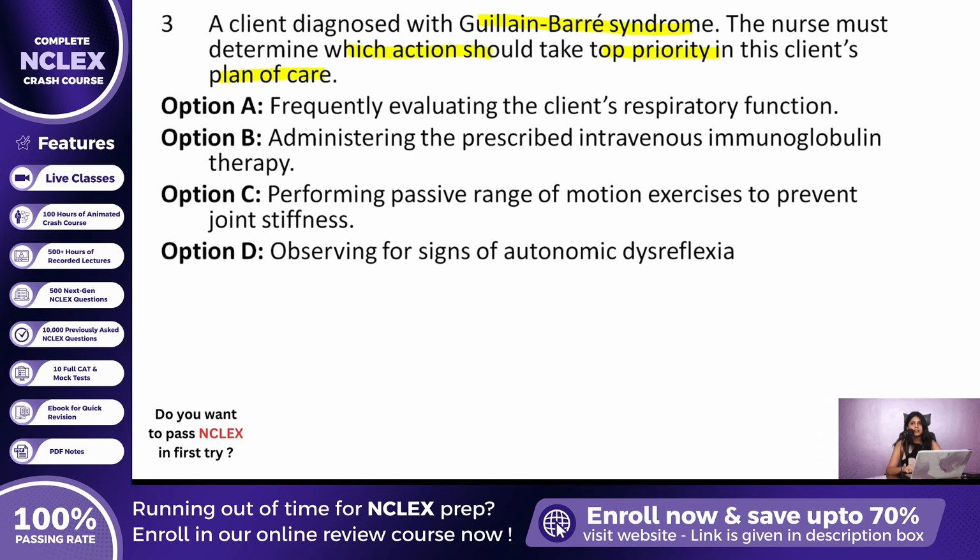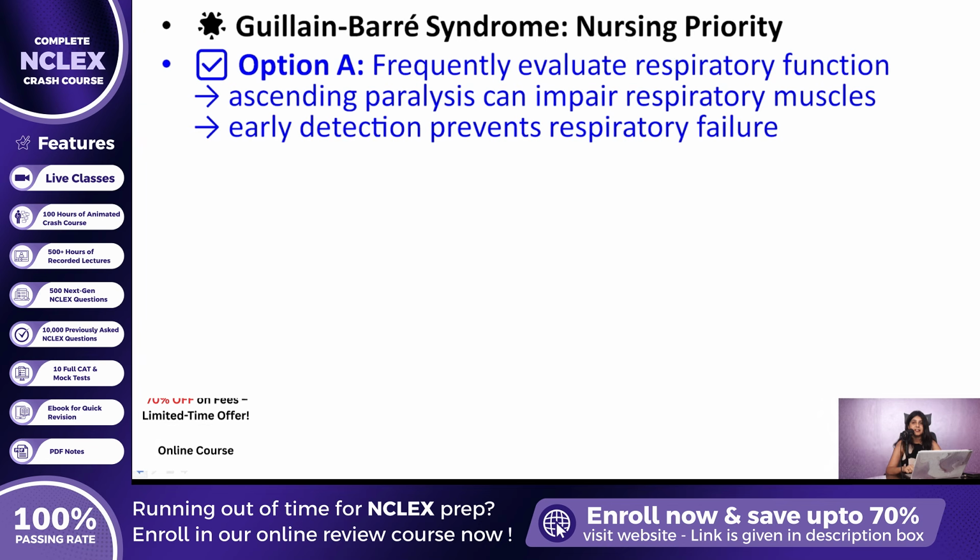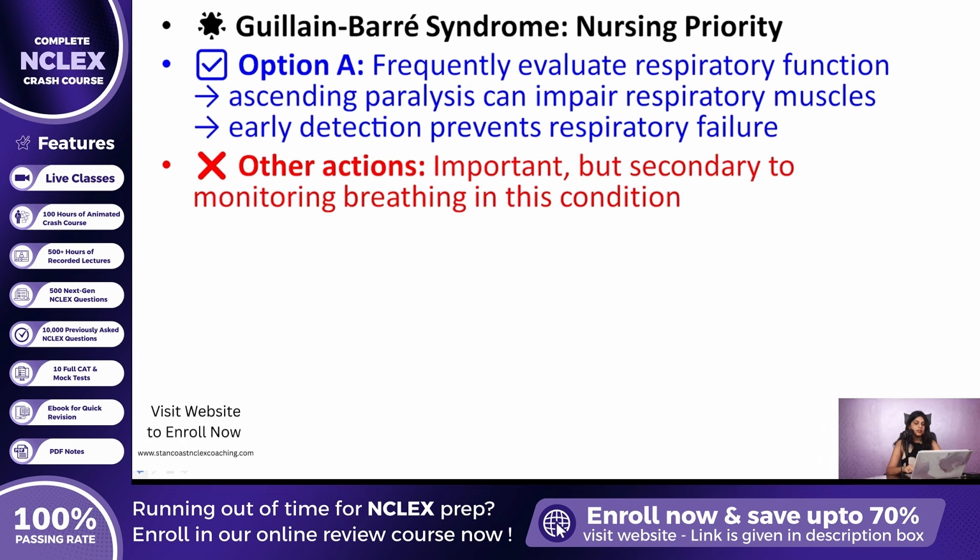The correct answer is option A, frequently evaluating the client's respiratory function. Here is the rationale behind this choice. Guillain-Barré syndrome is characterized by progressive ascending paralysis that can ultimately affect the respiratory muscles. Therefore, the priority is to closely monitor respiratory status so that any signs of respiratory compromise can be identified early, allowing for prompt intervention before respiratory failure occurs.